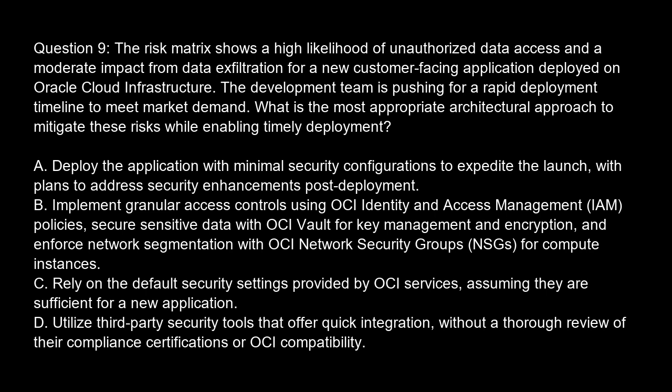Option A. Deploy the application with minimal security configurations to expedite the launch, with plans to address security enhancements post-deployment. Option B. Implement granular access controls using OCI Identity and Access Management (IAM) policies, secure sensitive data with OCI Vault for key management and encryption, and enforce network segmentation with OCI Network Security Groups (NSG) for compute instances. Option C. Rely on the default security settings provided by OCI services, assuming they are sufficient for a new application. Option D. Utilize third-party security tools that offer quick integration, without a thorough review of their compliance certifications or OCI compatibility.